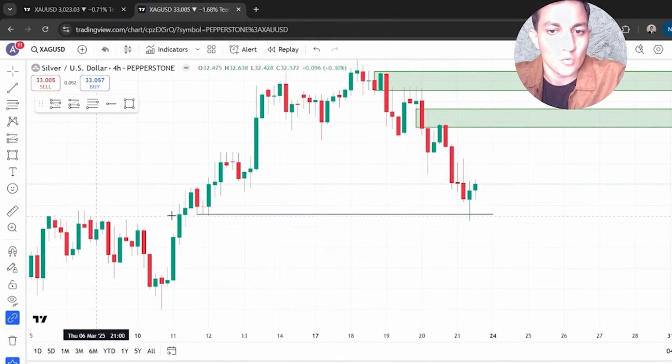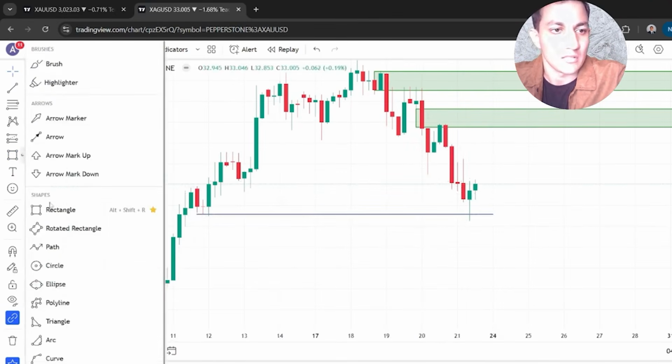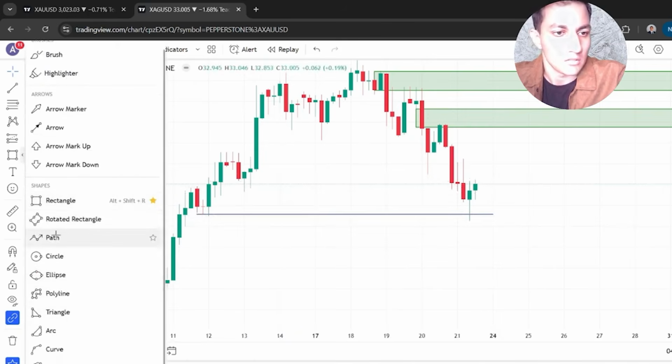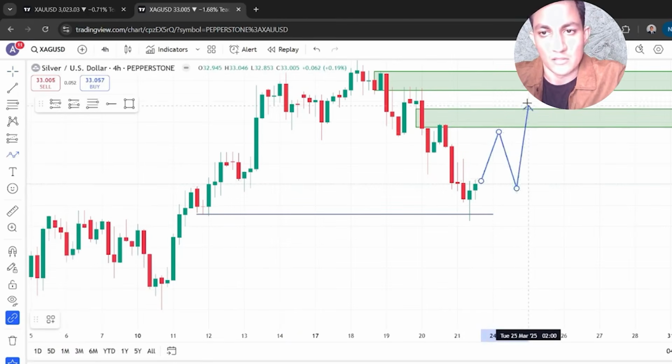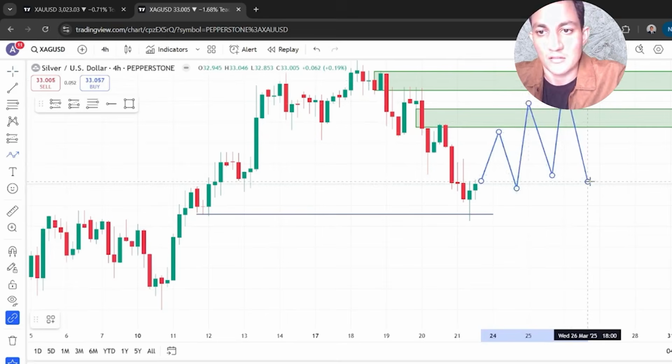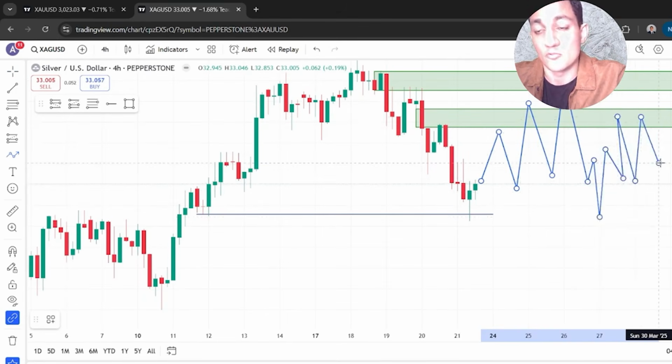Price is respecting all these order blocks, we're just going to consolidate in between, right? Like this. Just consolidate where you hit this again, come back down. Liquidity sweeps here, come all the way back up. Just messing around, and you do not want to trade that at all.